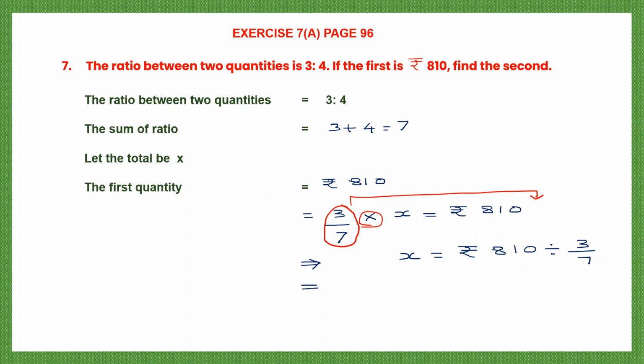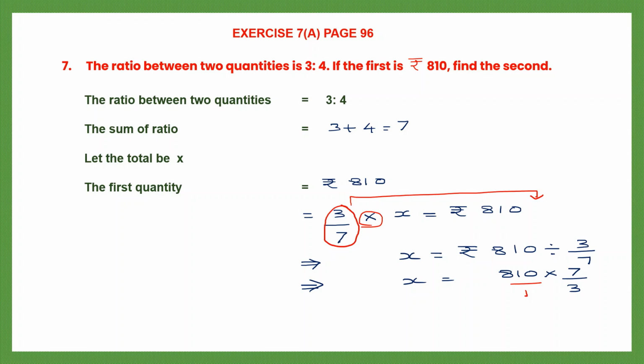So now let's find the value of x. X is equal to 810. Division changes to multiplication. 3 by 7 becomes 7 by 3. And here we can give this the denominator 1. Now can we cancel 3 and 810? Is 810 divisible by 3? Let's do the test of divisibility. What is the test of divisibility by 3? Adding up all the digits. So 8 plus 1 is 9, plus 0 is 9, and 9 is there in the tables of 3. That means 810 is divisible by 3.